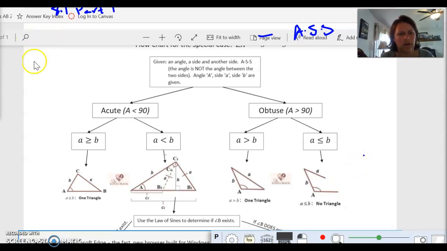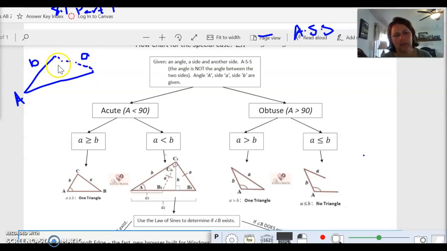Alright, so it's important that when we're talking about these angle-side situations, I'm going to put that in as a dashed line, that we have an angle A, a side B, and a side A. We are not given the angle in between the two sides. That would be side-angle-side anyway, but just to clarify that. Okay, so angle A and side B are given like this.